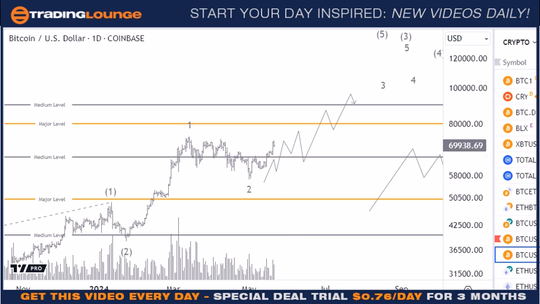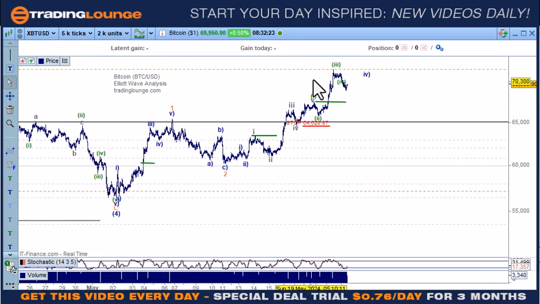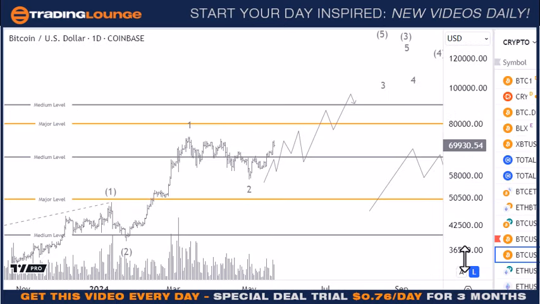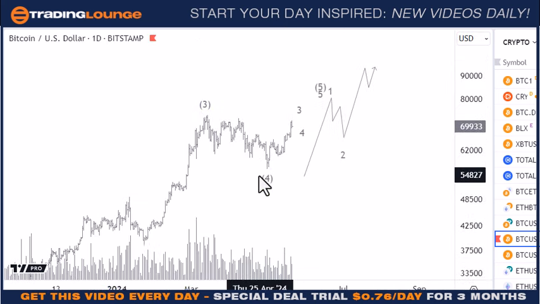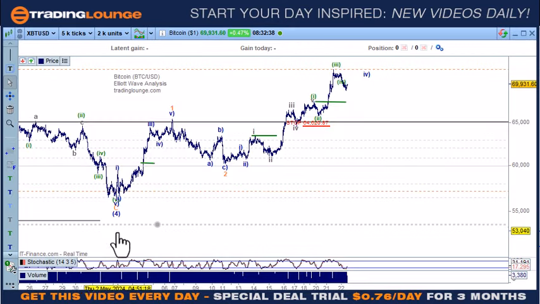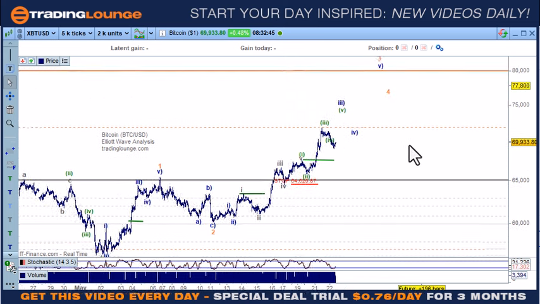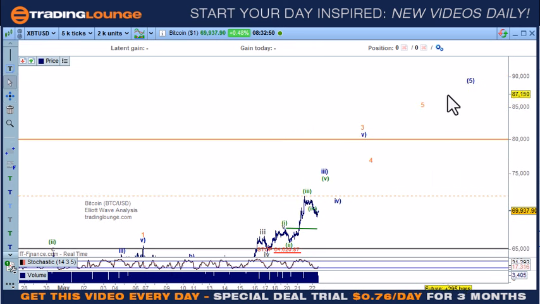When we look at this, let me just get my Bitcoin chart here for a moment. This is picking it up from that wave 4 low, on an intraday basis, on another charting program. So we're looking at this as wave 1 and 2 at the moment, and then going up for wave 3 and 4 and wave 5 up here.